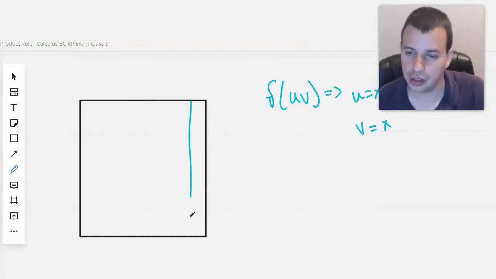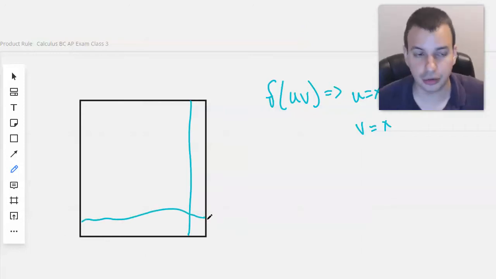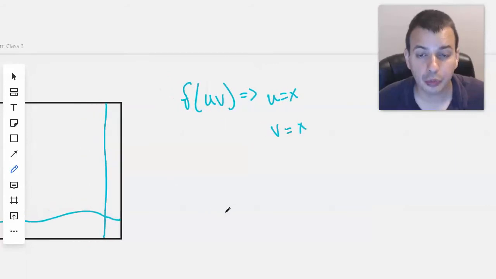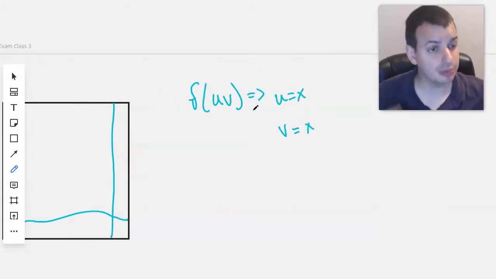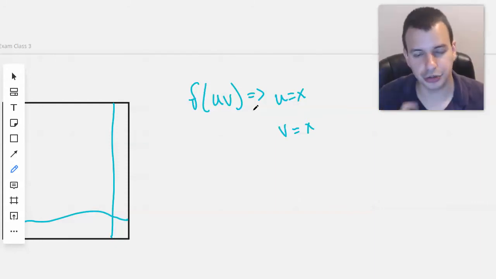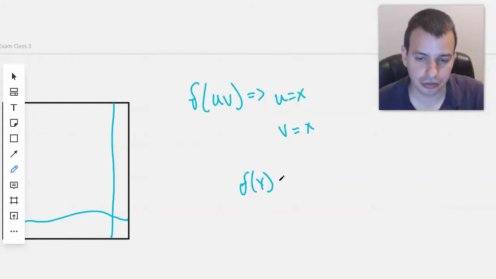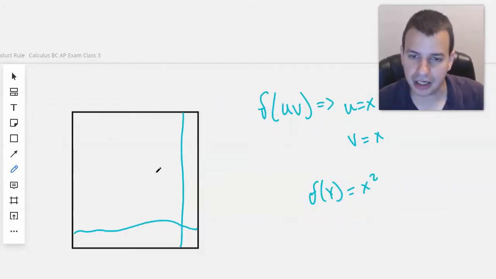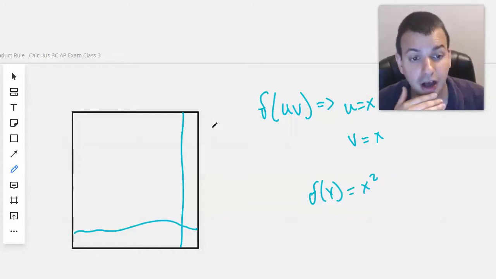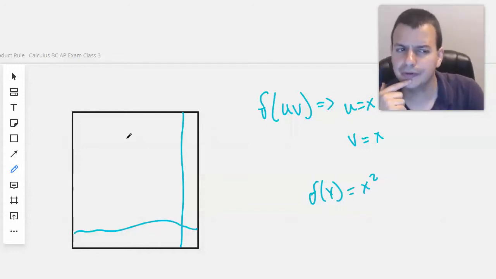Okay, so what we're going to do here is we're going to say we have the product rule. That's supposed to be a straight line. But this time, we're just going to say u equals x and v equals x, just for simplicity. They could be bigger. That's okay. We're just going to go simple here, straightforward. So f of x total just is x squared. So we're going to say this box equals the product of u and v.